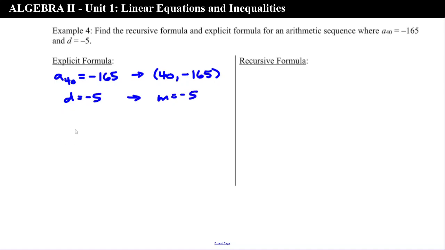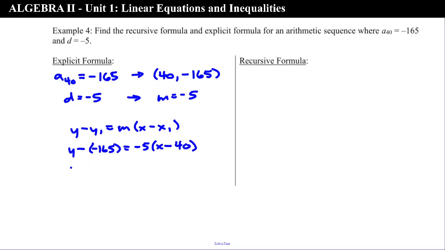And so now we're just going to drop this into point slope form. y minus y sub 1 equals m times x minus x sub 1. And when we do this, we are going to have y minus a negative 165 equals negative 5 times the quantity x minus 40. Okay? On the left-hand side, we end up with y plus 165. We distribute the right-hand side, so we get negative 5x plus 200. And then we subtract 165 from each side. And that gives us plus 35 on the end. And this would be your explicit formula.